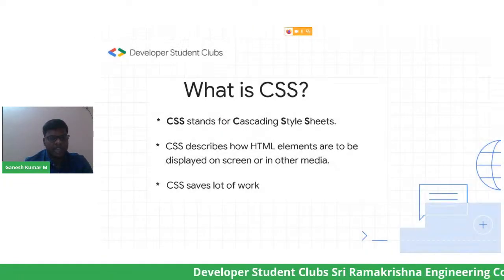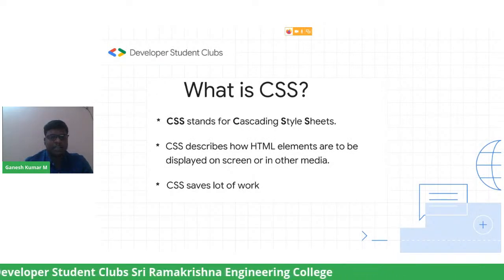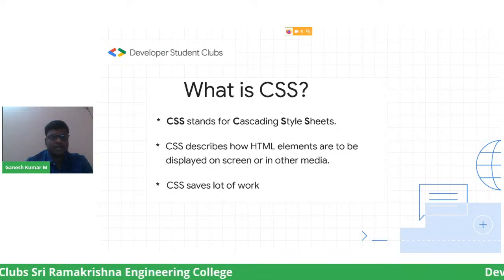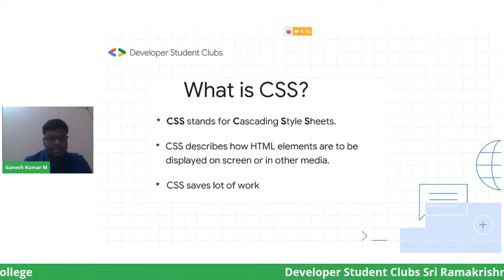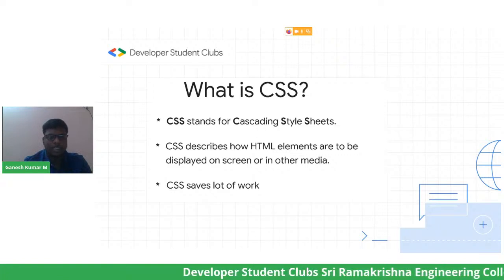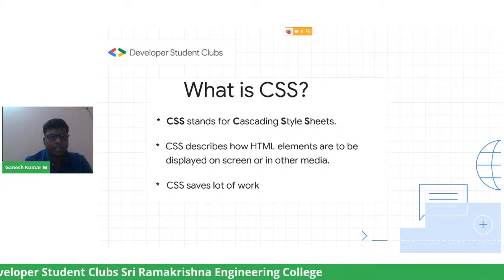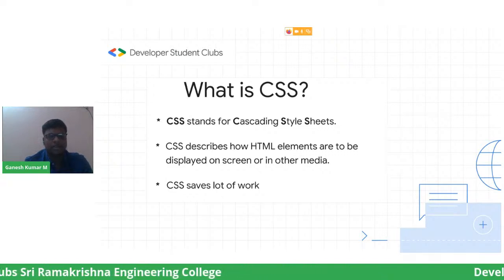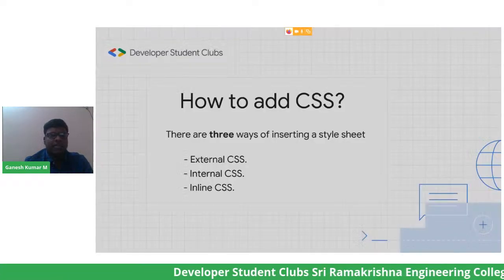We are going to cover a little topic about CSS and the beginning level of CSS. CSS stands for cascading style sheet, and CSS refers to how HTML elements are to be displayed on the screen or in other media like phones, laptops and tablets. Okay, and CSS saves a lot of work, so let's see what that is about.